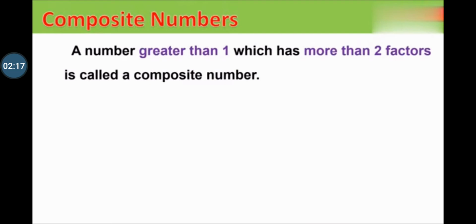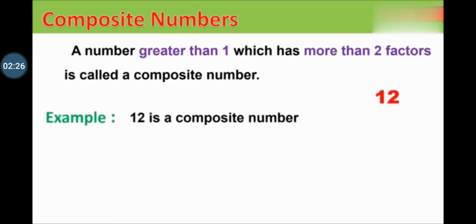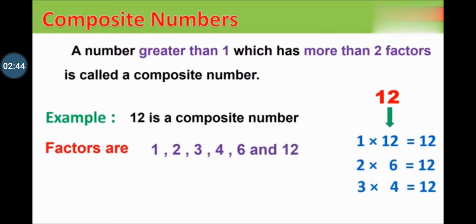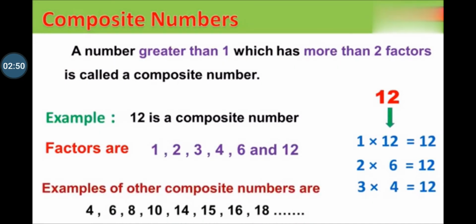Now, composite numbers. A number greater than 1 which has more than two factors is called composite number. For example, 12 is a composite number because when we list down the factors of 12, it comes in the table of 1 and 12, 2 and 6, 3 and 4. So the factors of 12 are 1, 2, 3, 4, 6 and 12. So it means it has more than two factors. That's why we can call it as composite number. The other composite numbers are 4, 6, 8, 10, 14, 15, 16, 18 and so on.